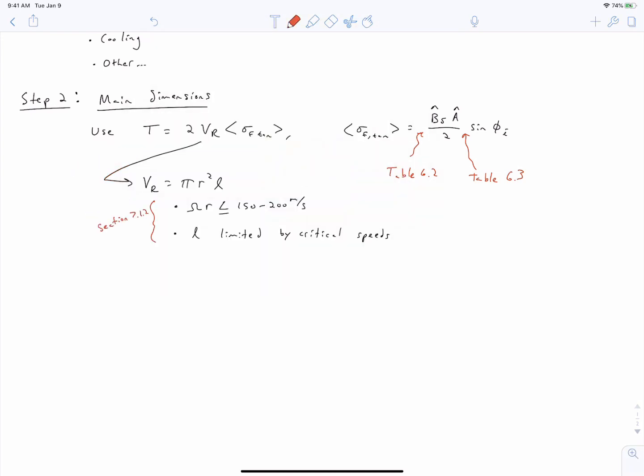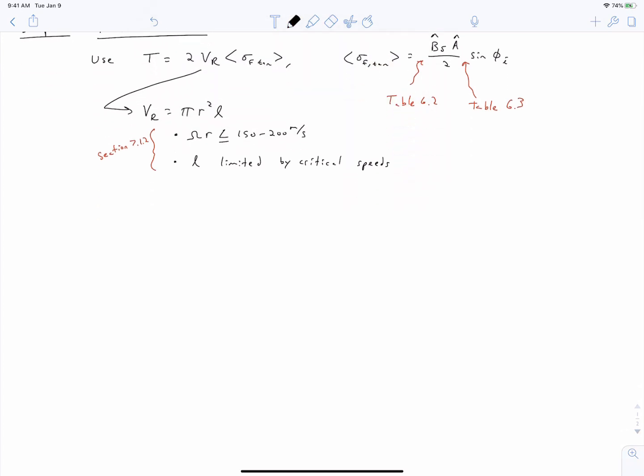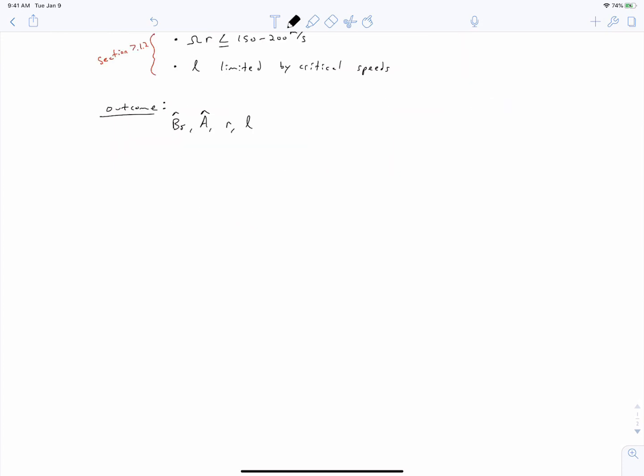If you are engaged in a design where you need to think carefully about these parameters, that is a design that might be pushing the upper bounds on your structural strength or might be approaching critical speeds, I encourage you to consult a textbook or a reference material on the mechanical design of the rotor. Your textbook provides you some material in section 7.1.2. So the output of this step are the following parameters: your magnetic loading, your electric loading, the radius of your rotor, and the axial length of your machine. Step 3 is to determine your air gap length.